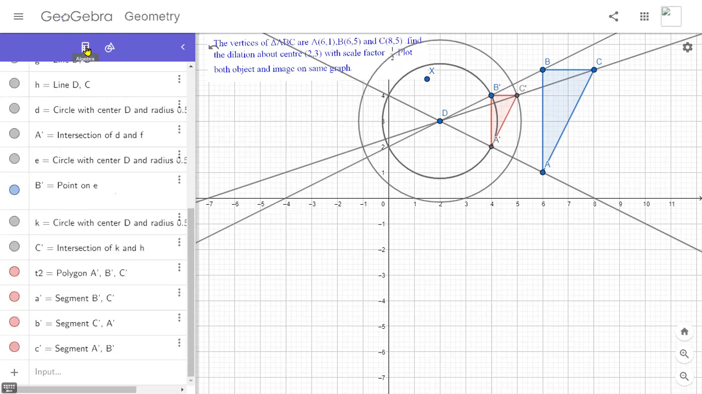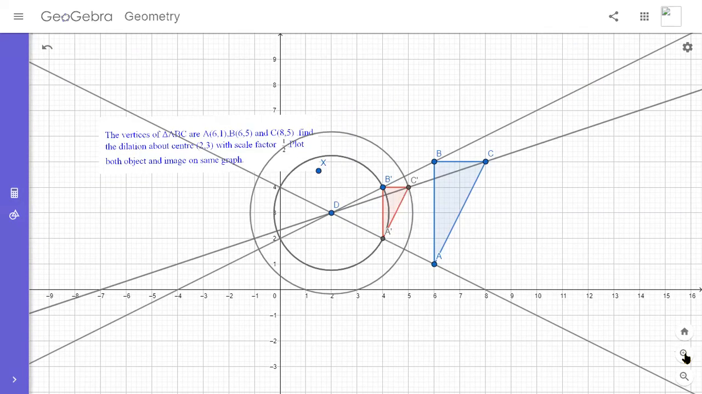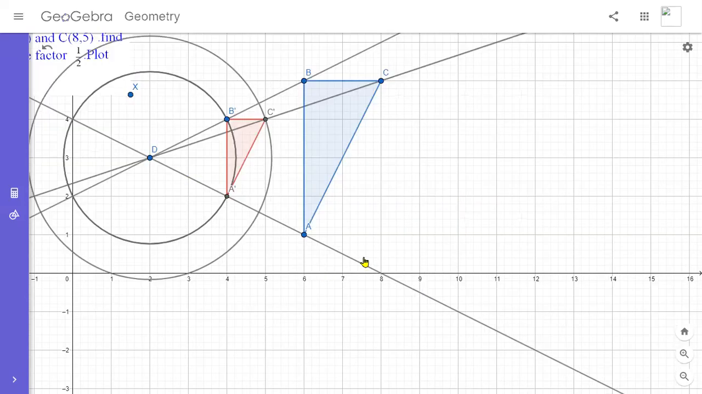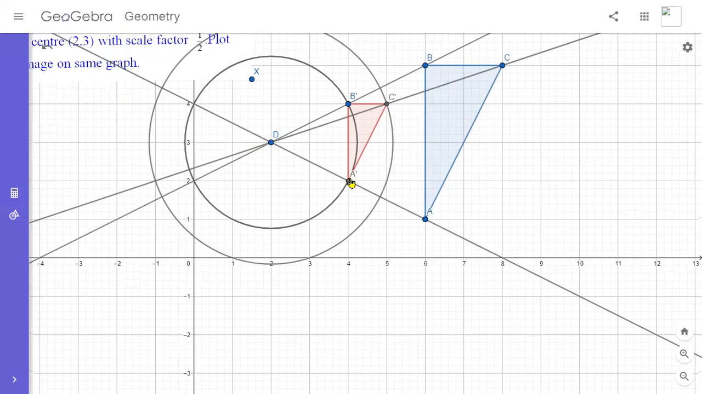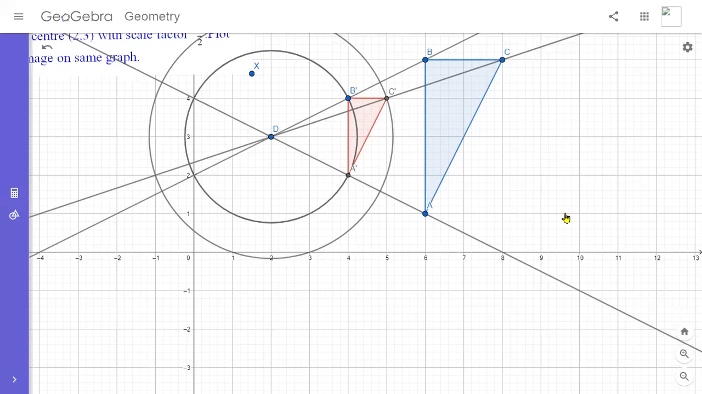Let me hide these unnecessary drawings. These circles are not needed. Let me hide these circles. And first of all, let me find the coordinates of A prime. The coordinate of A prime is just 4,2, and that of B prime is 4,4, and similarly the coordinate of C prime is just 5,4. These are the coordinates. We can easily find the coordinates of the image. This is the complete drawing.